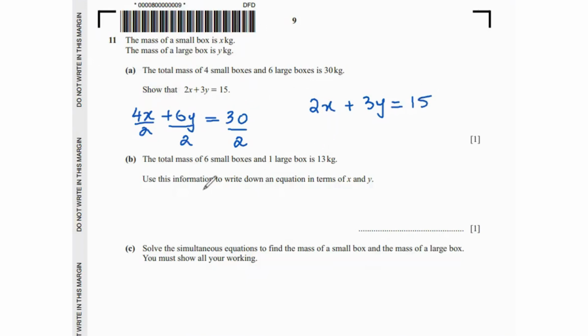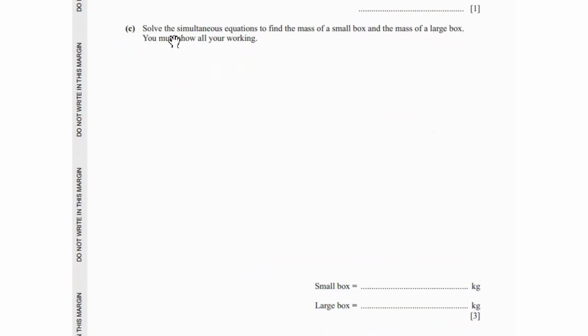The total mass of 6 small boxes and 1 large box is 13 kgs. Use this information to write down an equation in terms of x and y. So 6x plus y equals 13. That's your equation. Then solve the simultaneous equations to find the mass of a small box and the mass of a large box. You must show all your working.